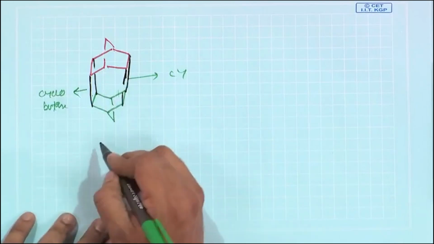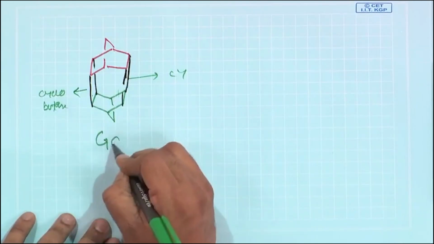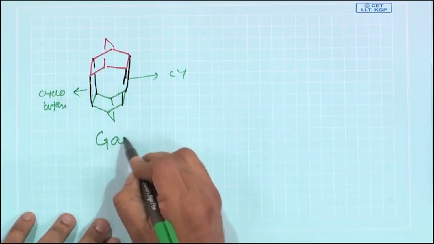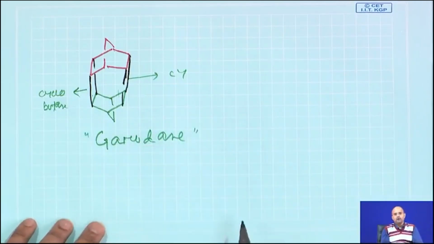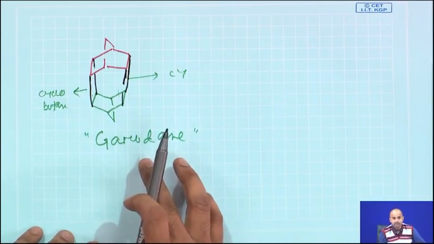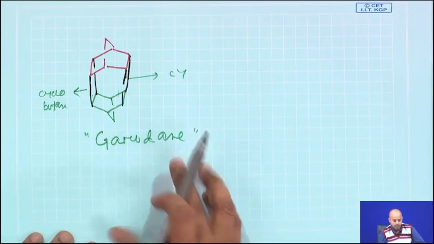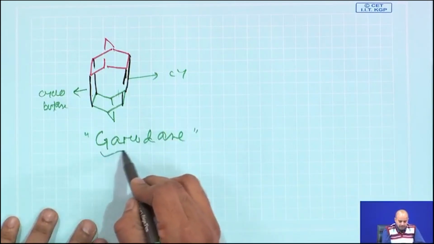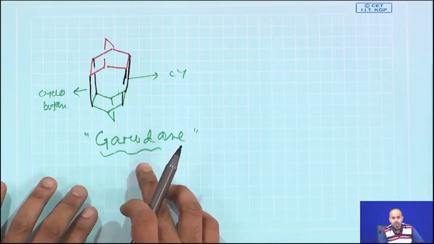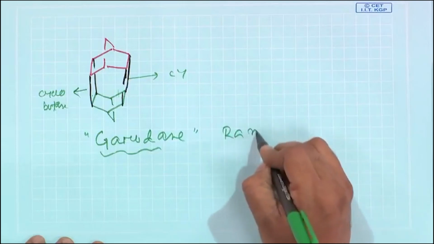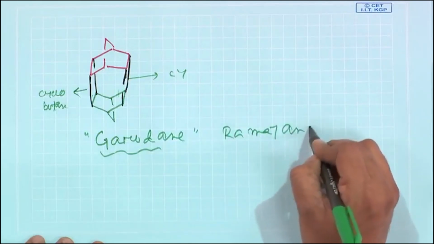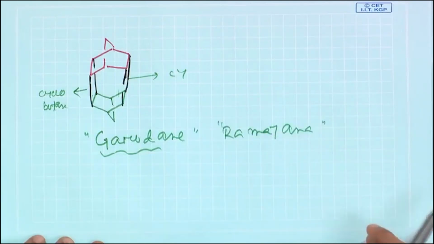Now, this compound was basically a designed molecule which was first synthesized by an Indian scientist. Its name is Garudane. Now, why is this molecule named Garudane? It basically reminds you of the Garud, the demigod described in the Indian mythology Ramayana. So, the Garud is basically a god having 2 wings.